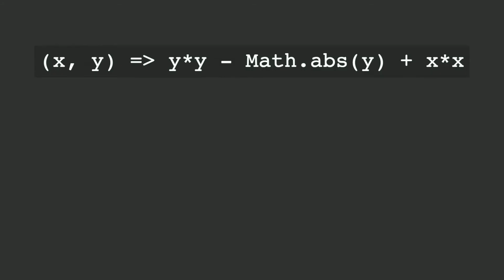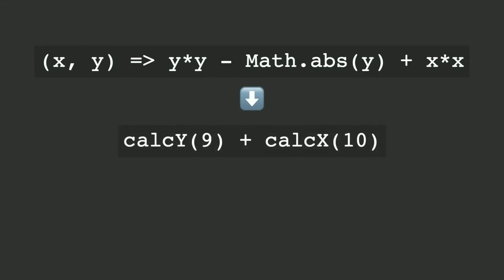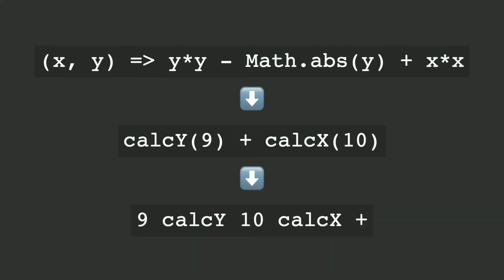So what you would do instead is divide this function up and give the parts of it names. You can take the x part and call it calculate x, and take the y part and call it calculate y. You call them with some arguments, and these are basically the same thing. And if you write this in a concatenative language, it looks much nicer.